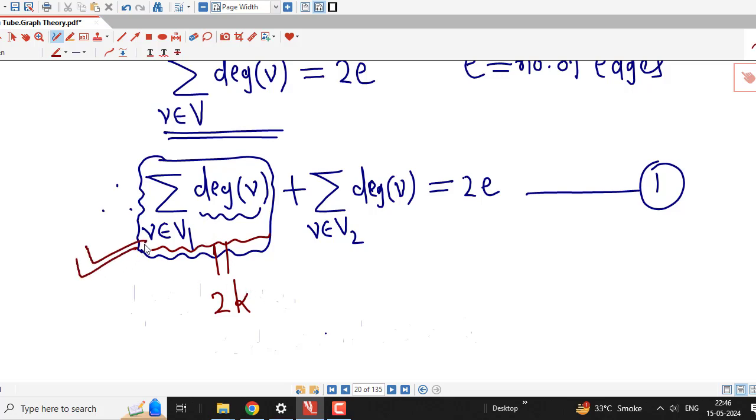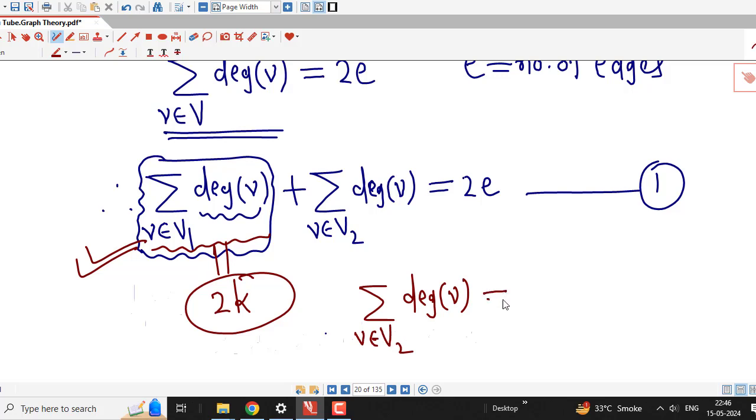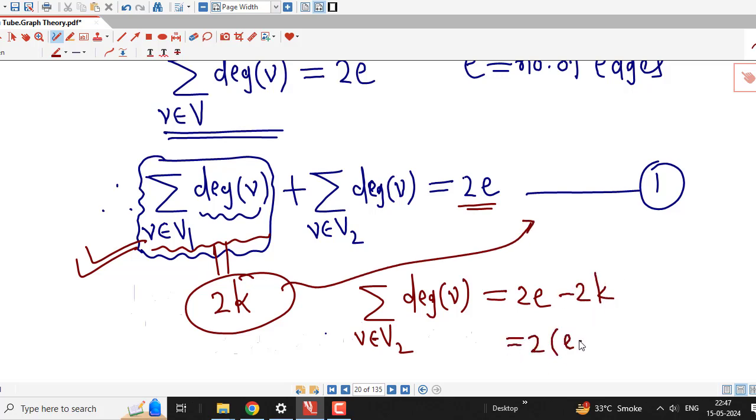Therefore this summation is an even number, that we denote by 2 times k, where k is any integer. So this summation is equal to 2 times k, and therefore if we are interested in this summation where V belongs to capital V2, this is equal to 2 times E minus 2 times k, and this is nothing but 2 times E minus k, which is again an even number.